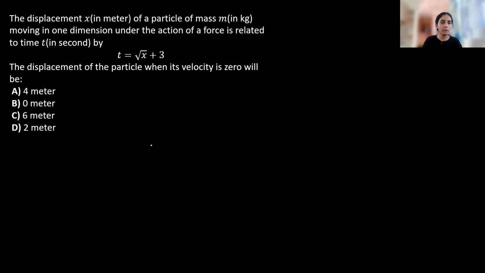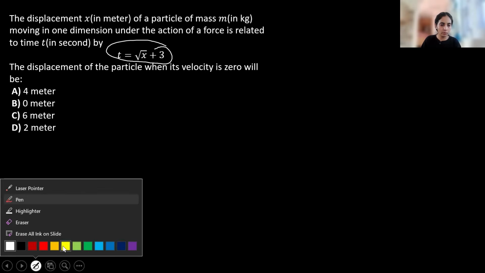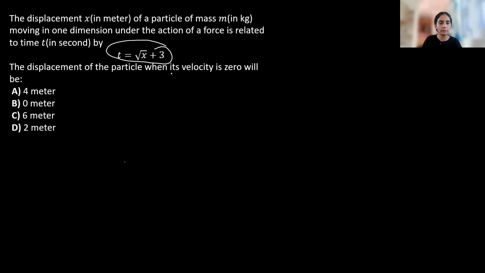ठीक है, चलो. The displacement x of a particle of mass m moving in one direction under the action of a force is related to time like this. The displacement of particle when its velocity is 0 will be. So तुम्हें क्या निकालना है? Displacement of the particle when its velocity is 0. So सबसे पहले आप इसके velocity को 0 करोगे, लेकिन उससे भी पहले आपको velocity निकालना पड़ेगा. So x as a function of time आप निकाल लो.